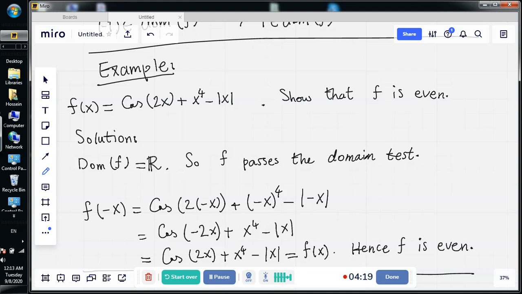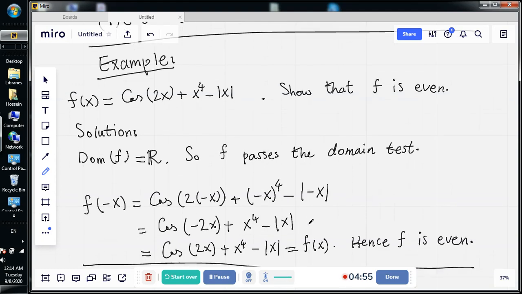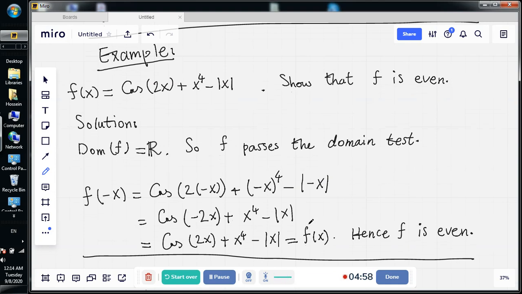So let's form f of negative x. f of negative x is going to be equal to cosine of 2 times negative x plus negative x to the 4 minus absolute value of negative x. Okay, 2 times negative x is going to be negative 2x, as you see here, plus x to the 4, because negative x to the 4 is equal to x to the 4. And absolute value of negative x is equal to absolute value of x, so we just have absolute value of x as the last term.